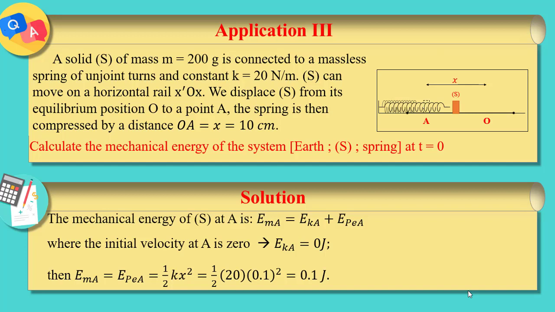The mechanical energy is all the time the kinetic plus potential. But take here the gravitational potential energy reference to be the horizontal passing through A and O, so there is no gravitational potential energy. And at t equals 0, the speed of the mass is 0, so the kinetic energy is 0. Then the mechanical energy equals the elastic potential energy, half k x squared. By replacing the values, it is simply 0.1 joules.